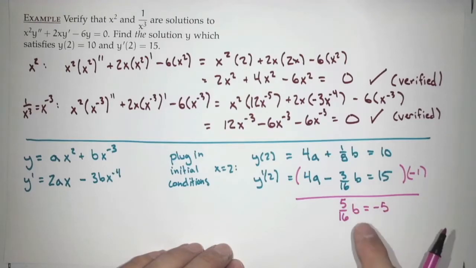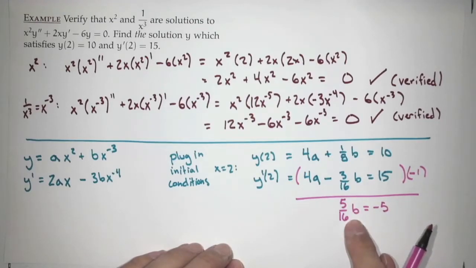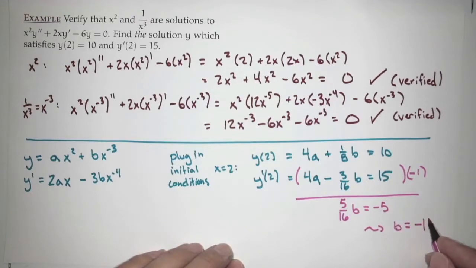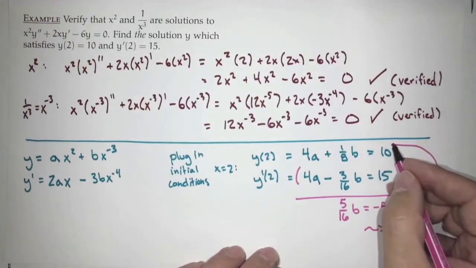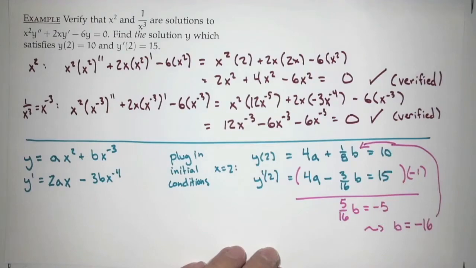So now we have one equation and one unknown. That's a really good scenario. What does b need to be? Negative 16, yeah. Now we're not done because we don't have a. But once you know b, you can come back into, say, the first equation. And that becomes 4a. 1/8 times negative 16 is minus 2 equals 10.